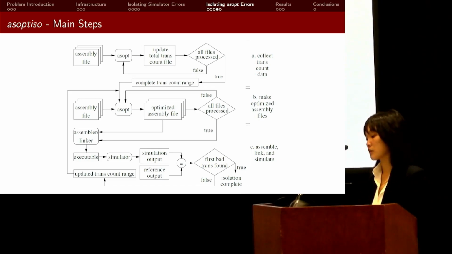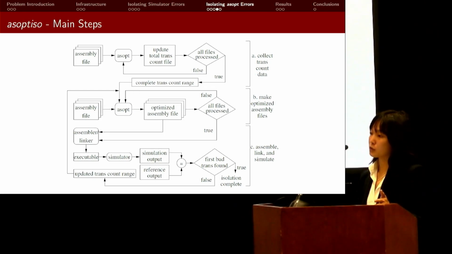Step B is to make the optimized assembly files. Here we're taking all the files that we think could contain a possible simulation error, which will typically be all of the files within the program, and we'll apply a range of transformations up to a certain point within this group of files.